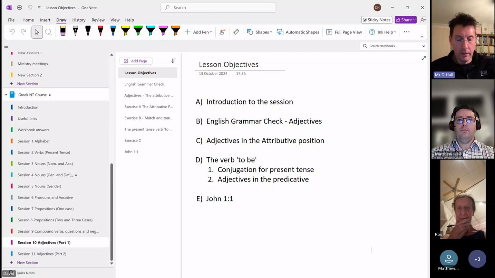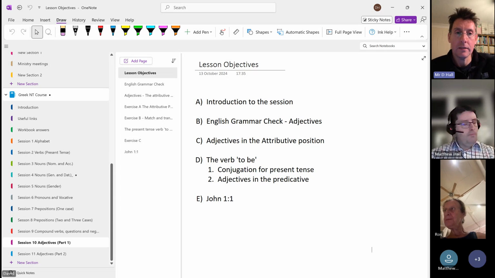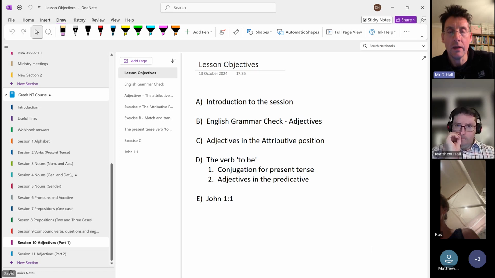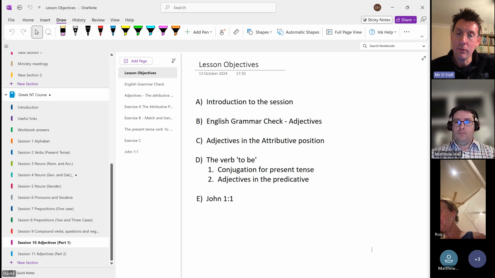Right, okay, good evening. We're going to start with our 10th session, and our journey so far has taken us to look at some verbs and some nouns. We've been looking at prepositions, starting to build up more complex phrases and sentences. And today I want to introduce you to how we use adjectives in Greek, and how they will be somewhat different to English, but that's fine.